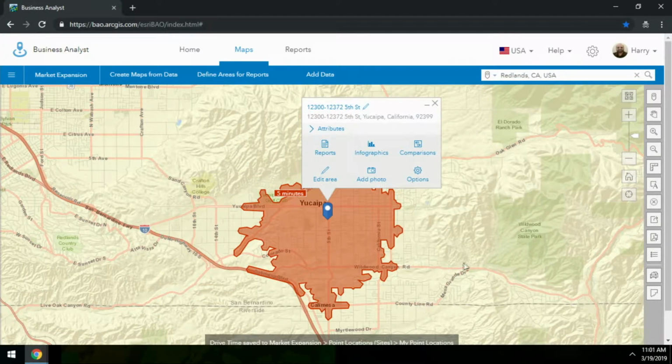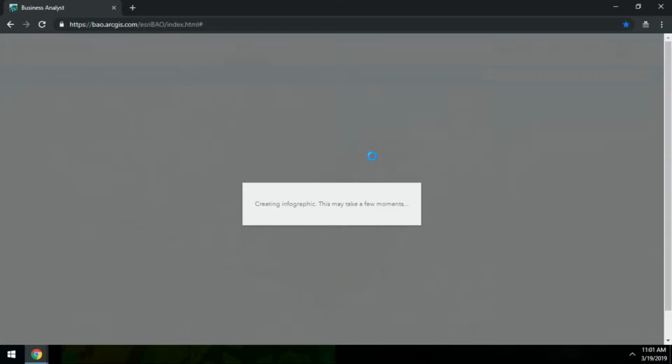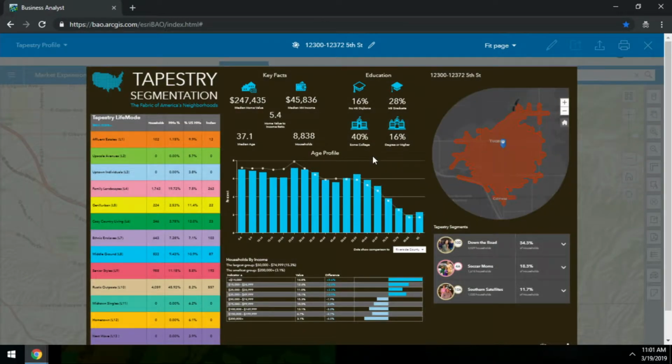And there it is. So immediately, what I can do is gather information about the people that live in this irregularly shaped polygon. And I would like to do that by looking at an infographic. Now, you may recall in the ArcGIS Pro demonstration at the beginning of the day, we used infographics inside of Pro. The exact same experience is here within Business Analyst.